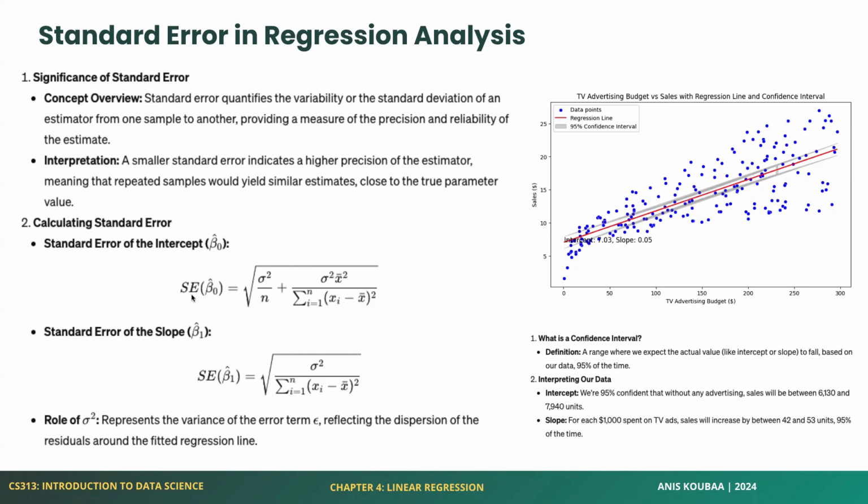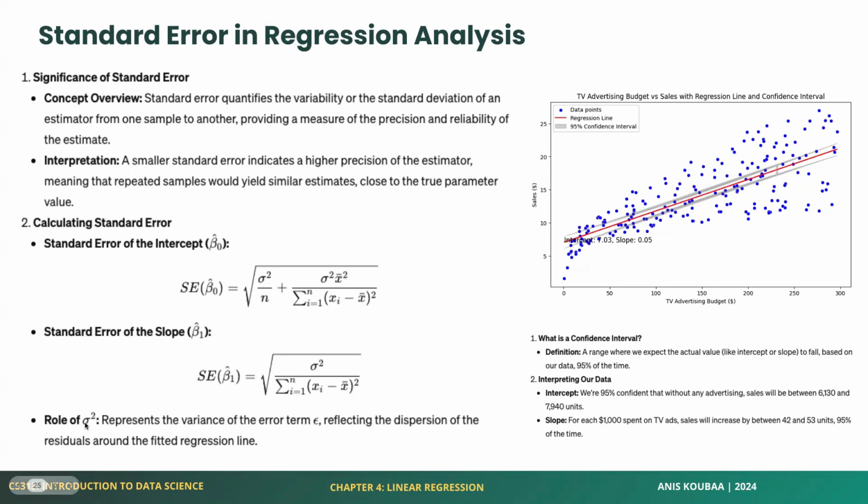So the standard error of beta 0 will be the square root of sigma squared divided by the sample size, plus sigma squared times the sample mean squared divided by the sum of (xi minus the sample mean) squared. So this represents the standard error in the intercept beta 0. And the same thing, we can calculate the standard error of the slope beta 1, which is equal to the square root of sigma squared divided by the sum of (xi minus the sample mean) squared.